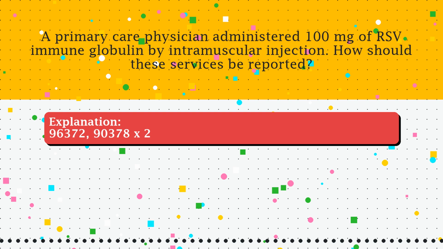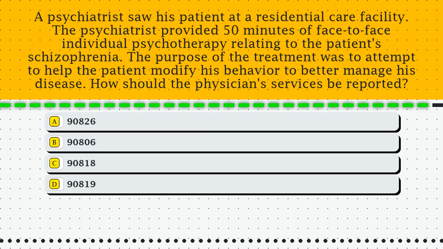Question 135. A psychiatrist saw his patient at a residential care facility. The psychiatrist provided 15 minutes of face-to-face individual psychotherapy relating to the patient's schizophrenia. The purpose of the treatment was to attempt to help the patient modify his behavior to better manage his disease. How should the physician's services be reported?